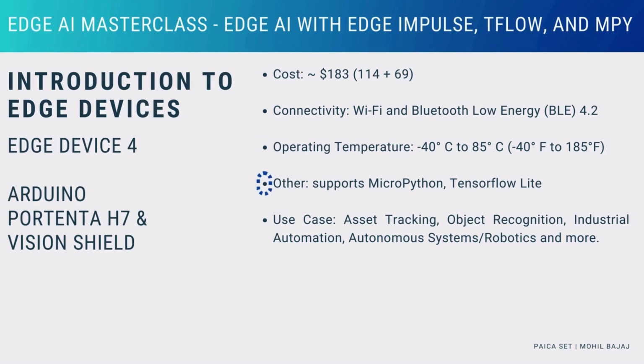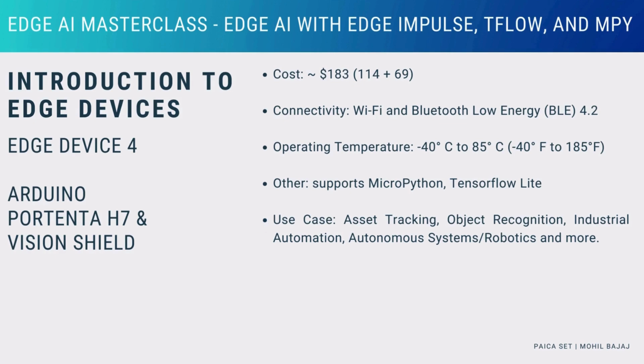In terms of software, it supports both MicroPython and TensorFlow Lite. TensorFlow Lite, as the name suggests, is a lighter version of Google's popular machine learning library, TensorFlow. When it comes to applications, the Arduino Portenta H7 can be used in the real world, not only for asset tracking, object detection, and industrial automation, many of which we have already discussed, but even for more complex and power-intensive applications like service robots for deployment in malls, schools, and hospitals.